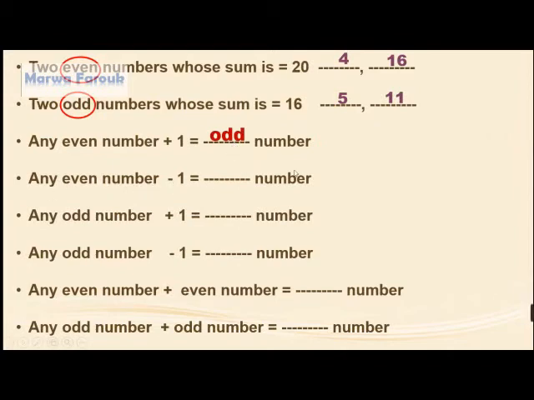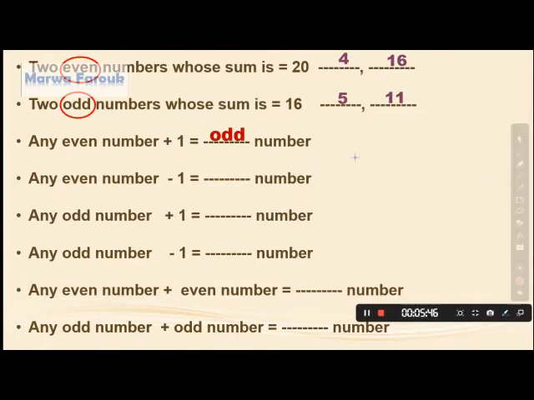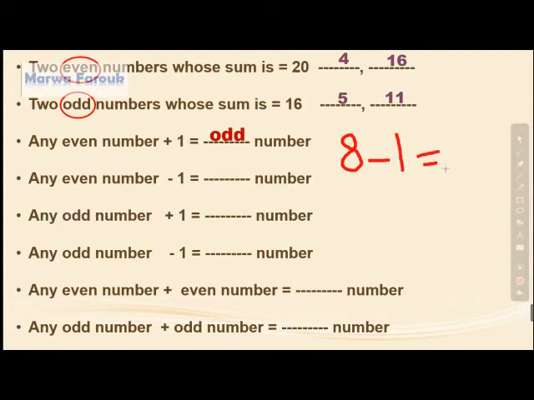Any even number minus 1. If we take the same number here that we took, which was 8, okay? And make 8 minus 1 equals 7. So we got what? Odd number again. So any even number minus 1 will give me an odd number.